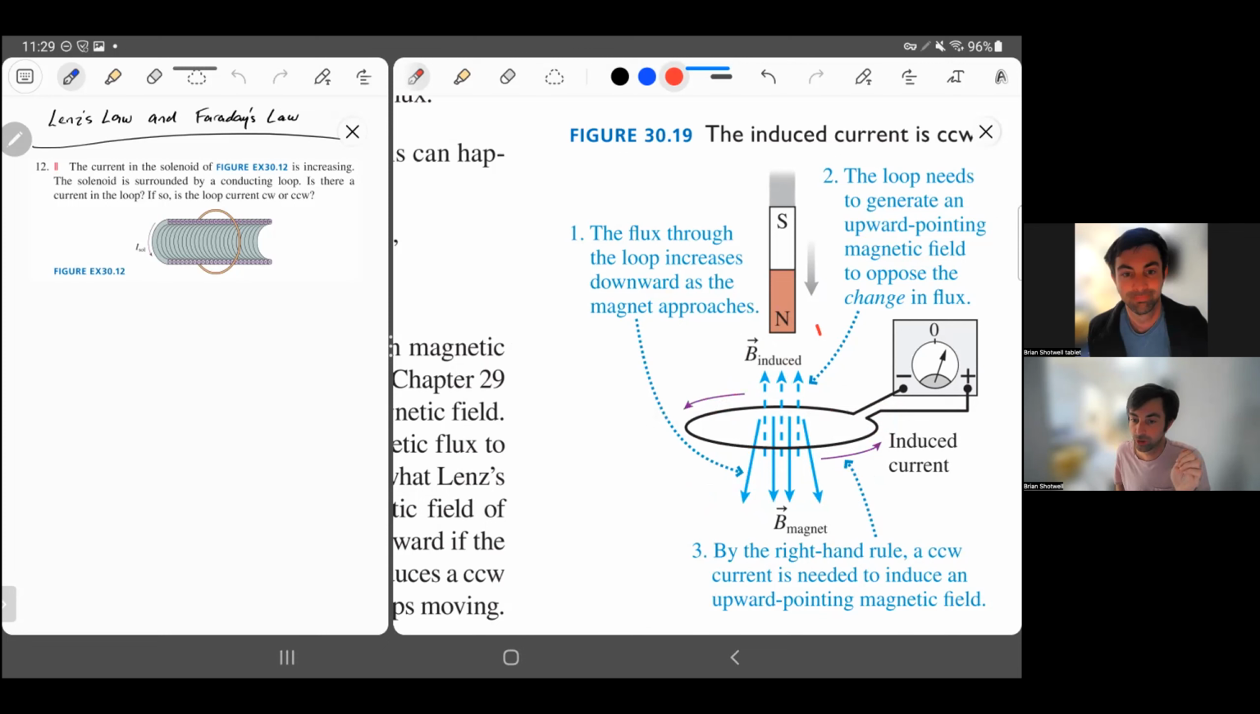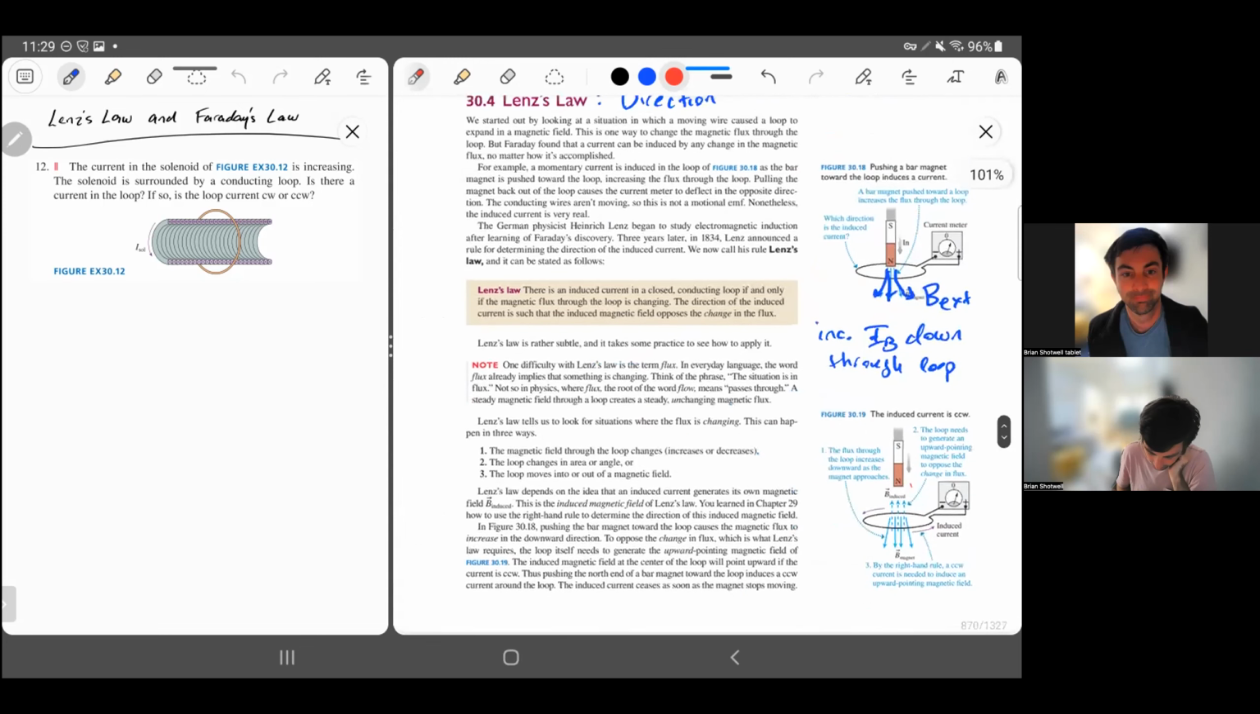The direction of the induced current is to produce a magnetic field that opposes the change. Right? This is the gist of Lenz's law. So you can read this right here. The direction of the induced current is such that the induced magnetic field opposes the change in flux.